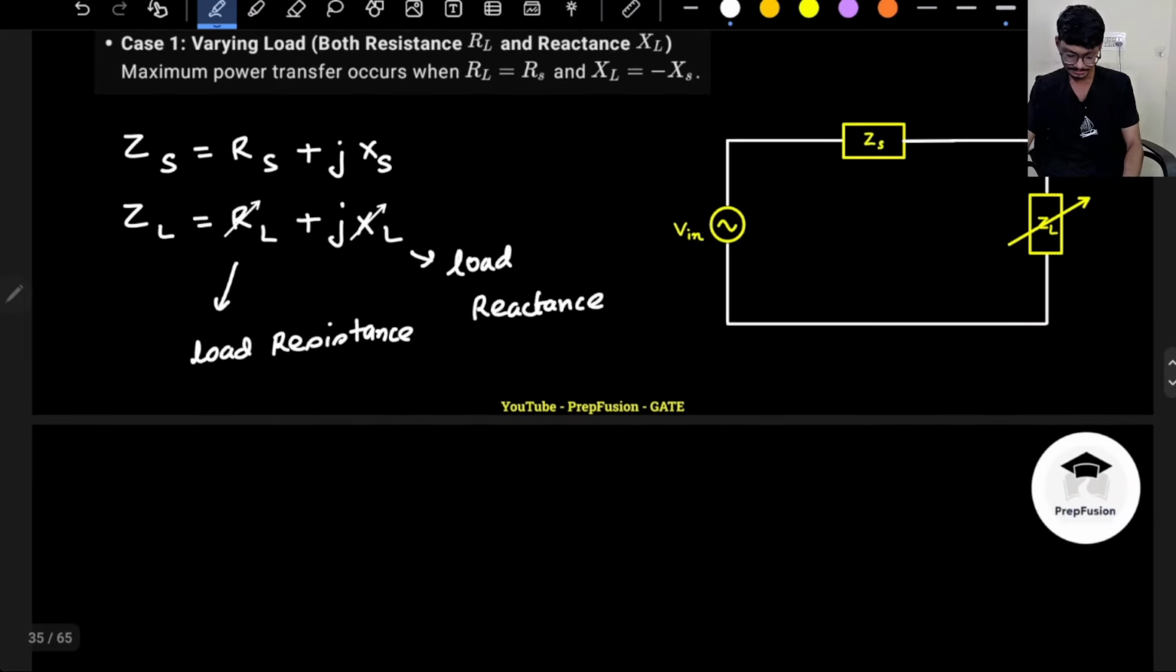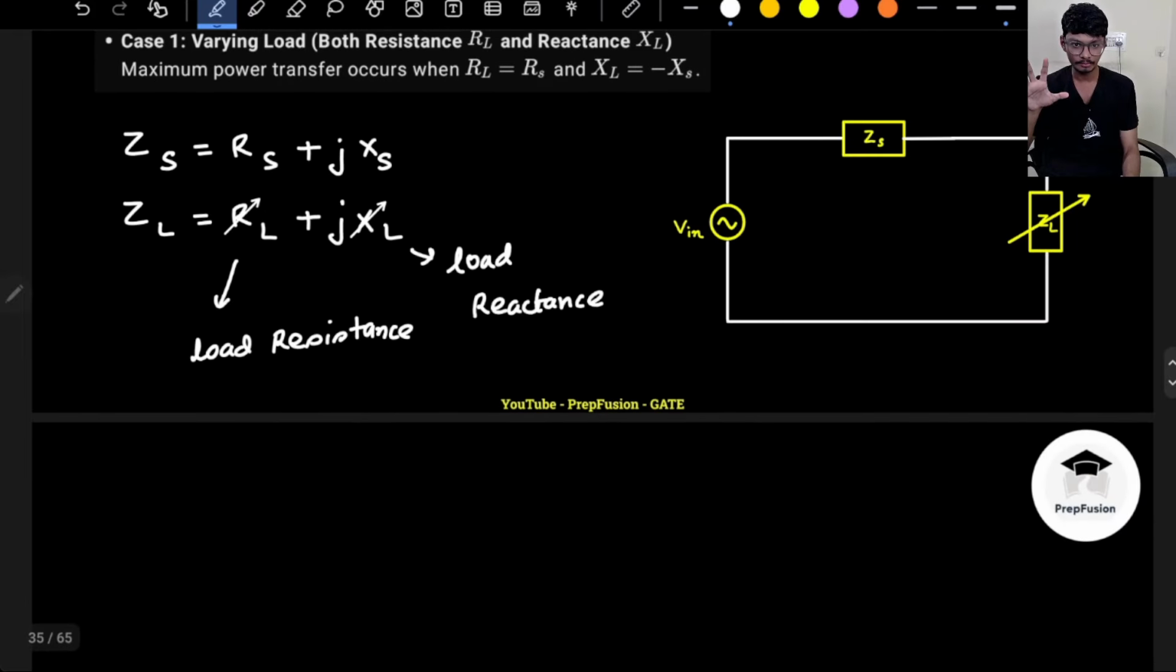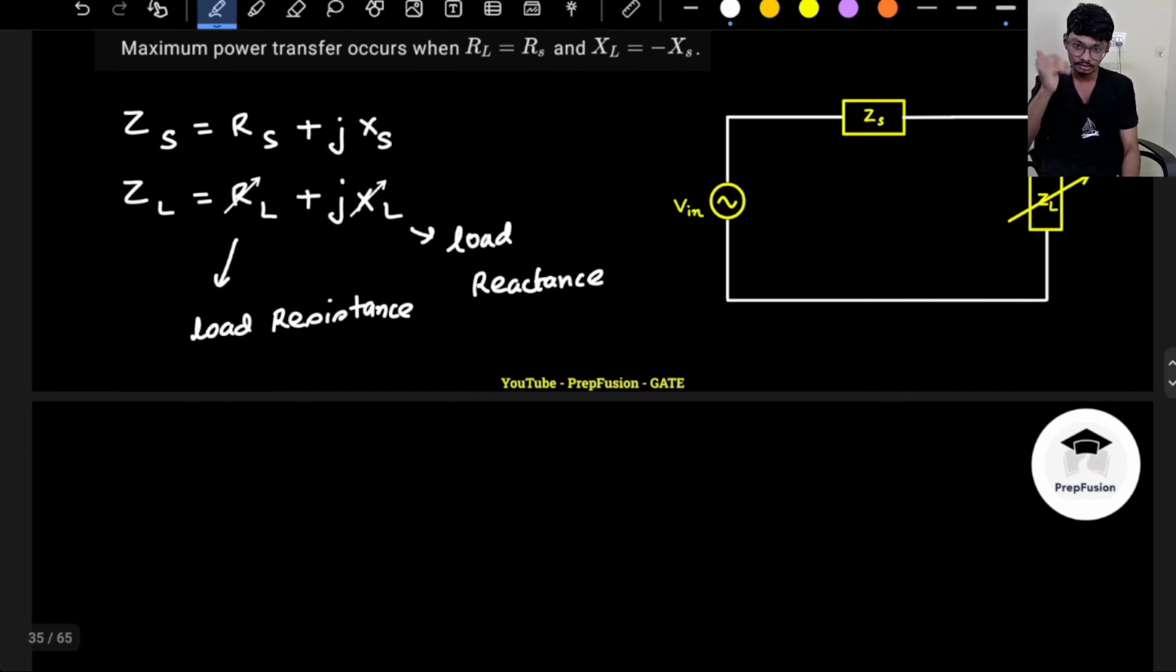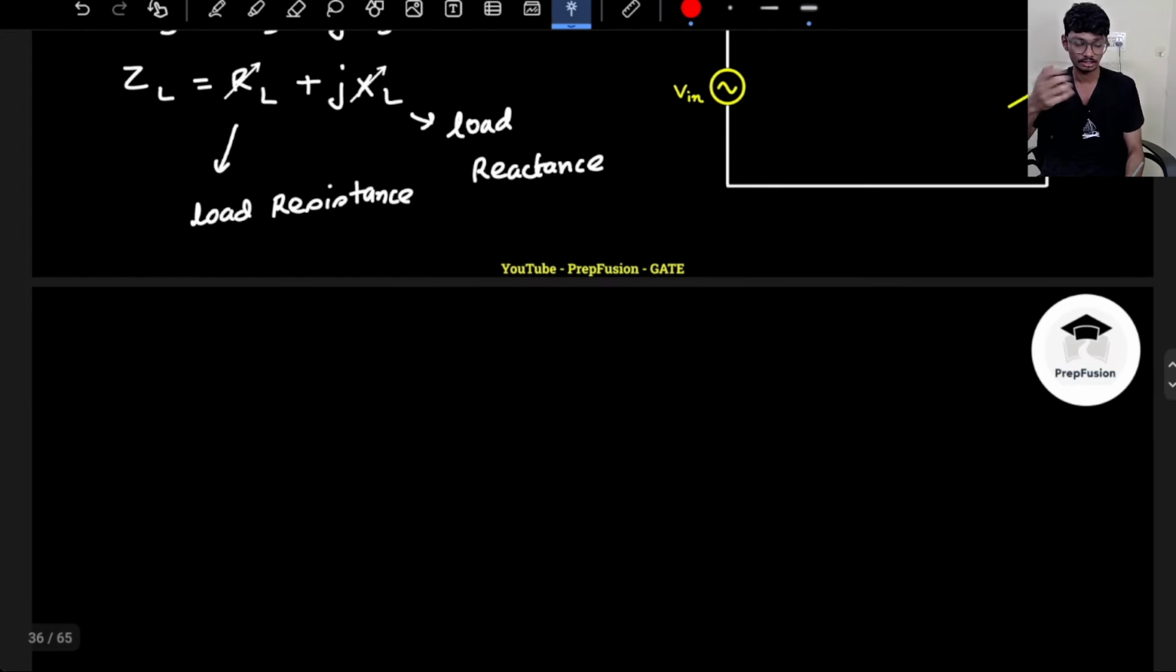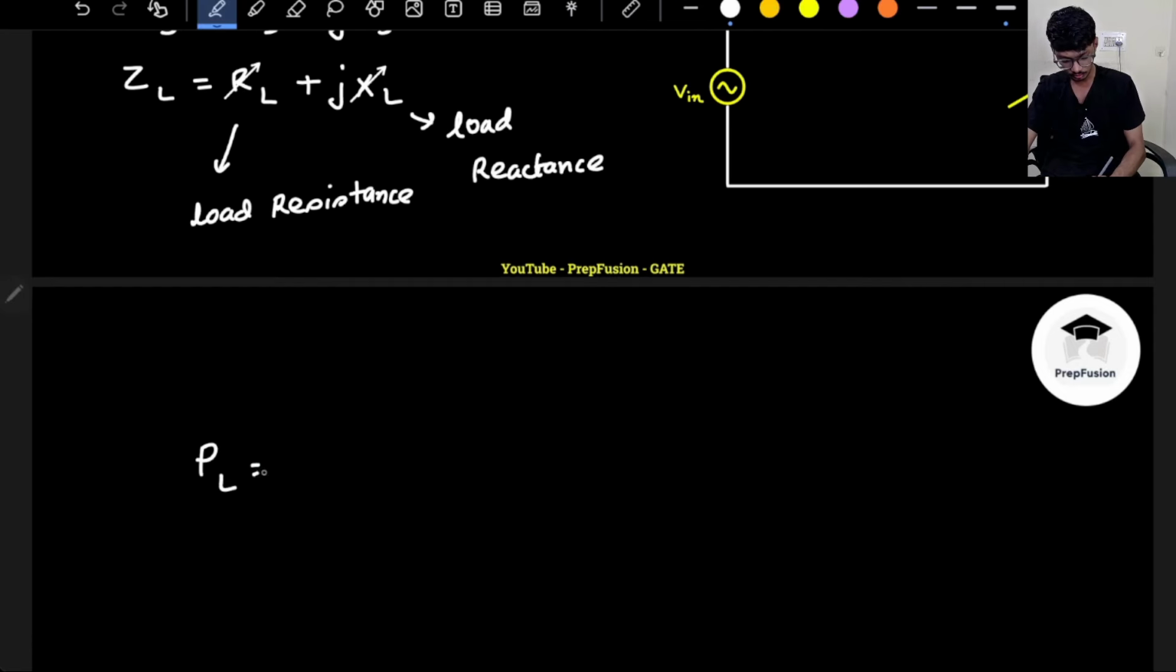So what I can say is, if you remember in the maximum power transfer theorem for DC circuit, you used to differentiate the current with respect to resistance, but here both are varying. So with respect to whom I will differentiate, that I have to figure out. But first let's write the expression for the power across the load. So what is the power across the load? The power across the load is magnitude of I whole square into RL, because only the resistance consumes power and not the reactance.